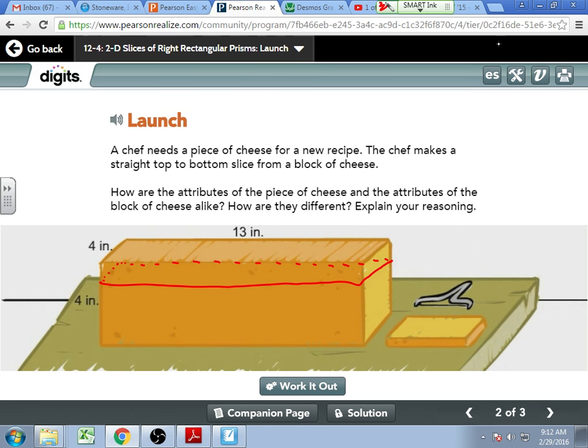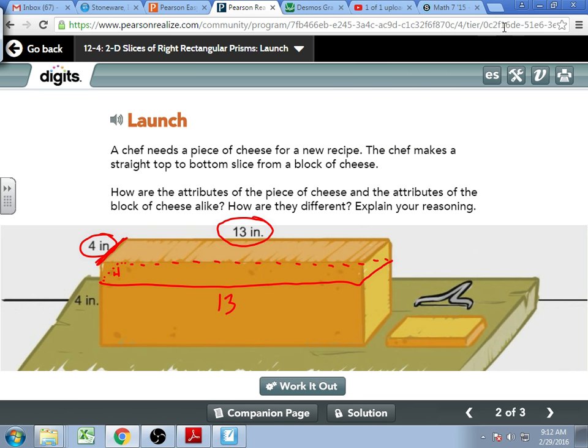Always look at the sides that you're cutting through. Notice I cut through the length, the long, like the front. It's 13, so I'm going to have a 13. Notice I cut through the side right here. That is 4. So that is going to give me 4. The 4 of the height doesn't matter because I don't care about the height. I only care about how long it was, how deep it was, or how wide it was.